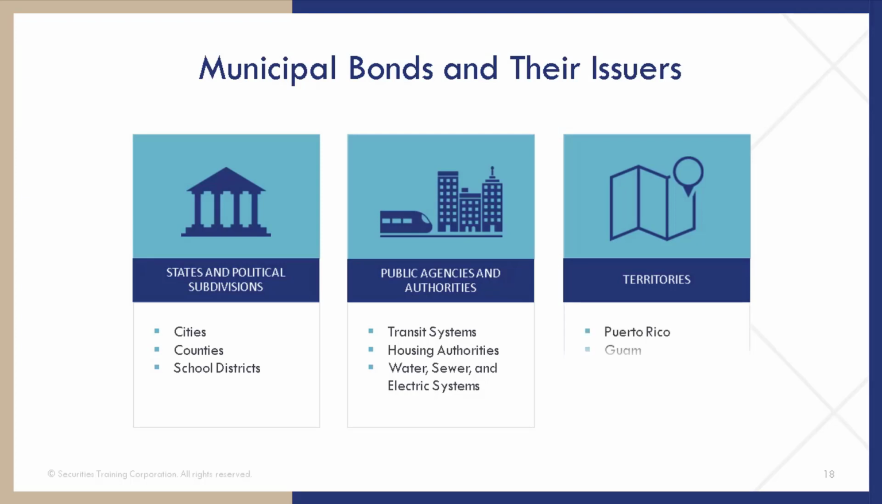Then we have territories, and some of those include Puerto Rico, Guam, the U.S. Virgin Islands. So they will issue bonds backed by the full faith and credit and taxing power of that territory of the United States. Now, one important distinction with these territories is their bonds are triple tax-free automatically, meaning they're exempt from federal, state, and local taxes, sometimes called triple tax-free.